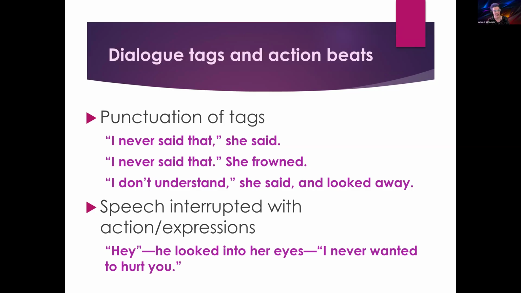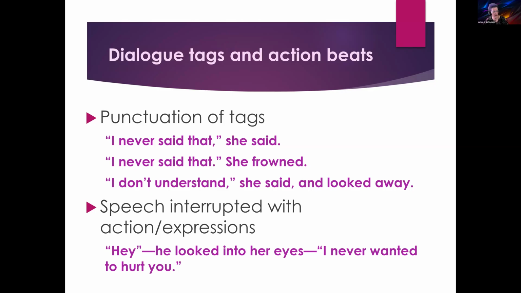Another common question is in my third example there. "I don't understand," she said, comma, and looked away. It's a hot debate over whether we include that comma. Some people just omit it because it makes a comma splice. Yes, it does, but I feel that it's kind of idiomatic that we separate the said from the action that follows it. Again, it's a style choice. Either way is legitimate. See what your author wants, what your publisher wants, and go with that.